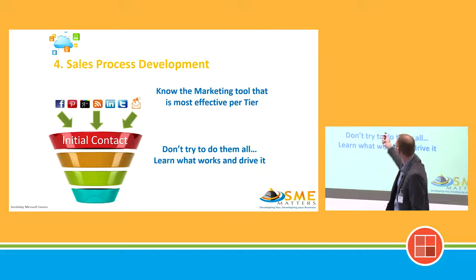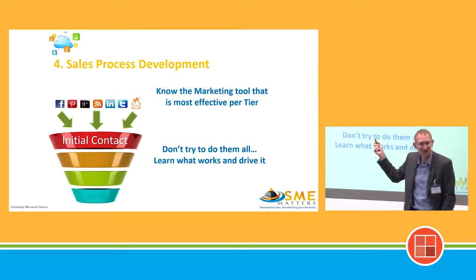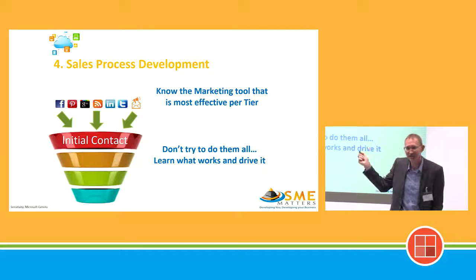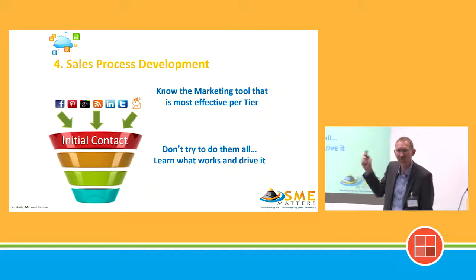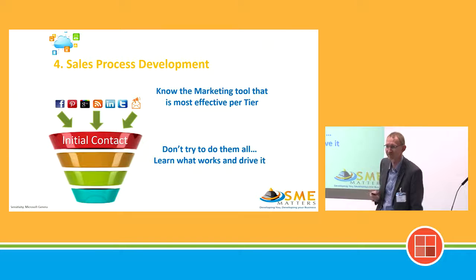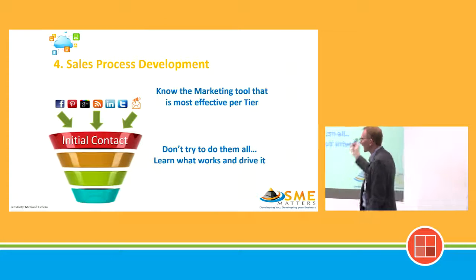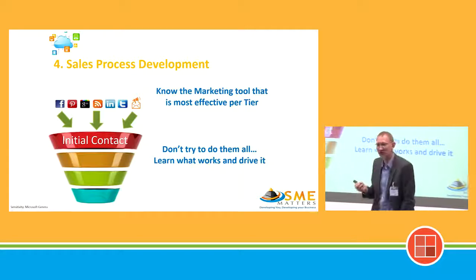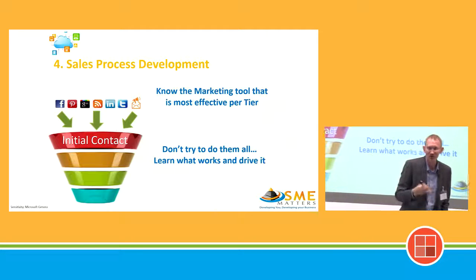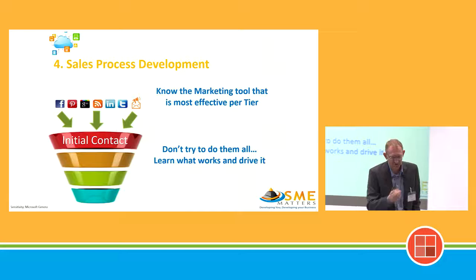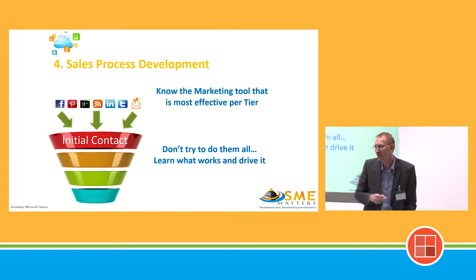We heard from Alex's talk, know the marketing tool that is most effective for you. And you might even go as far as saying, I want to know what's most effective for me per tier. Initial contact is really about the customers knowing exactly who you are and what you're trying to sell them. And if they're interested enough, then they'll go to the next stage in saying, I want to get in contact with you.